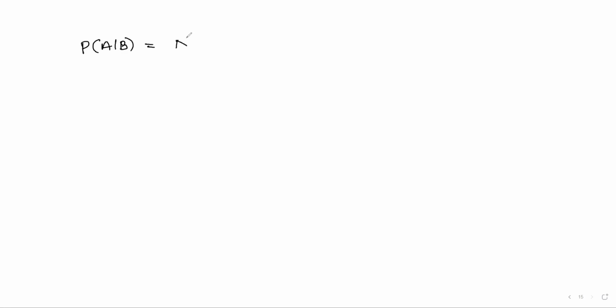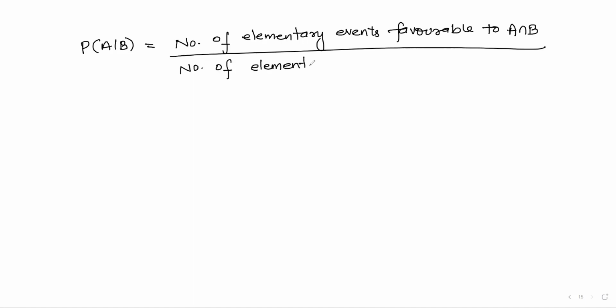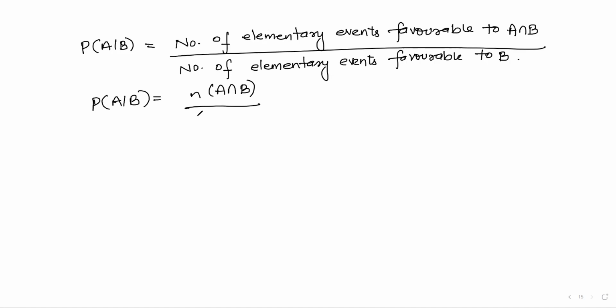Okay, so this is equal to number of elementary events favorable to A intersection B by number of elementary events favorable to B. Okay. So P(A|B) is equal to number of elements favorable to A intersection B by number of elements favorable to B.